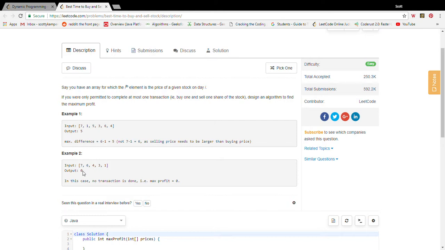Why do we have no profit in this case? Well, because it's a decreasing array, right? So regardless of whenever we were to buy, if we were to attempt to buy on any of these days, the stock will always be worth less in a future day. So there's no point in ever buying. We can't make any profit off this. Output 0.